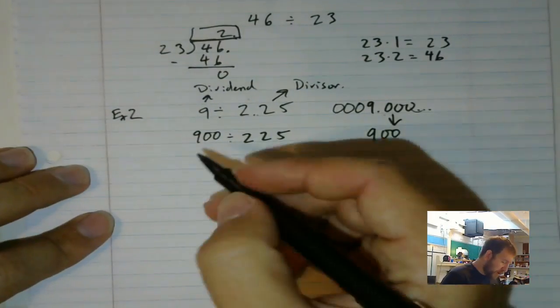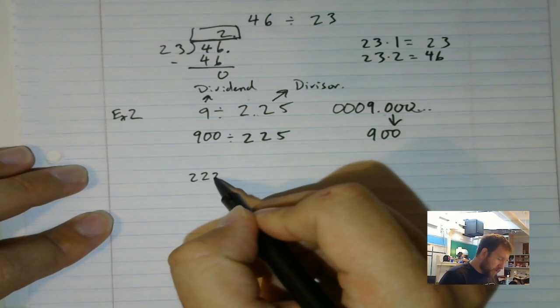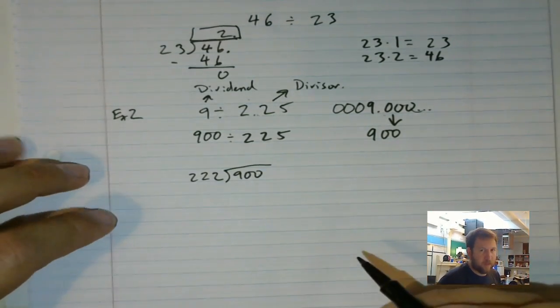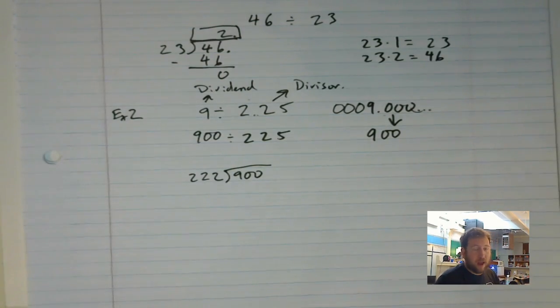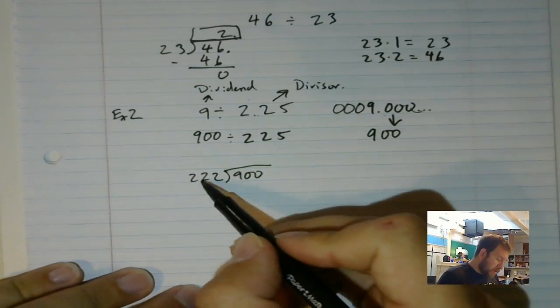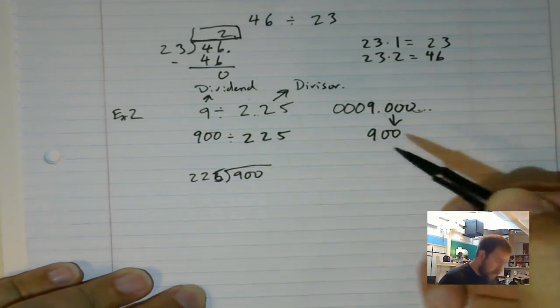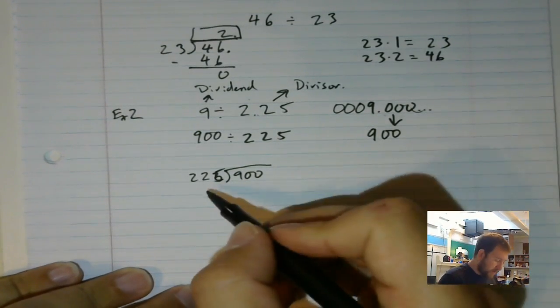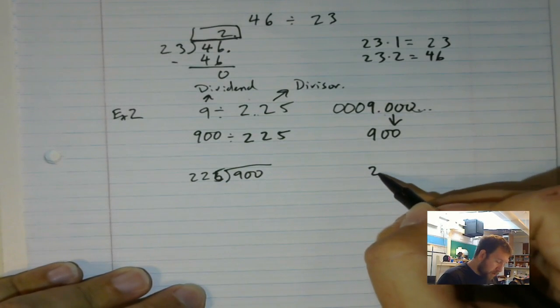And I can set it up like this: 225 divided by 900. Now this one, again, I'm not going to have to long divide on, because our main focus was looking at how these numbers change. So I can look at, 225, my bad, goes into 900 how many times? Let's do a little guess and test. I'm going to guess 3.